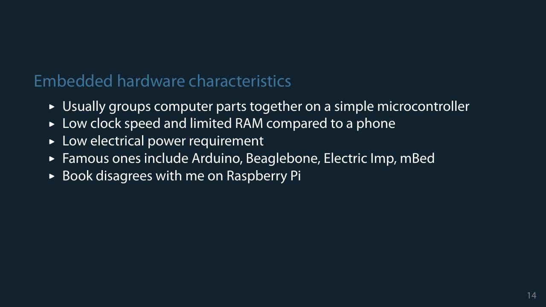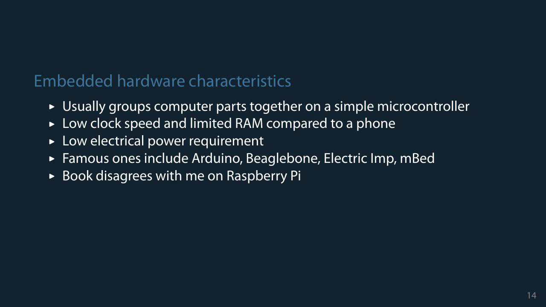Embedded hardware usually groups computer parts together on a very simple device called a microcontroller. And this device usually exhibits very low clock speed and very limited RAM compared, say, to a smartphone. And it has a very low electrical power requirement in comparison with, for example, a smartphone. Some of the famous ones include Arduinos, BeagleBones, electric imps, and embeds.